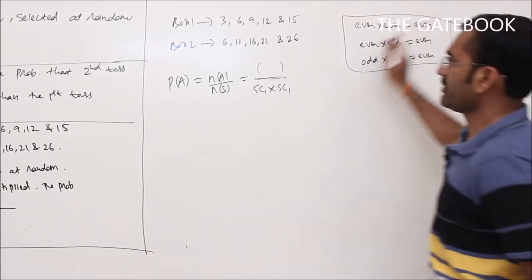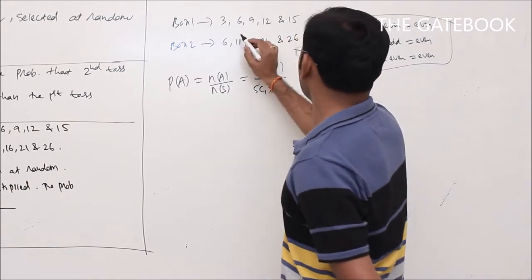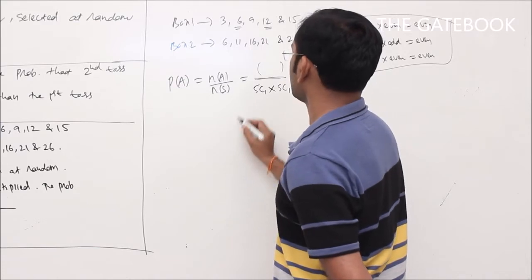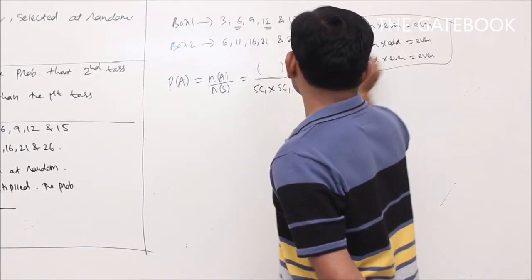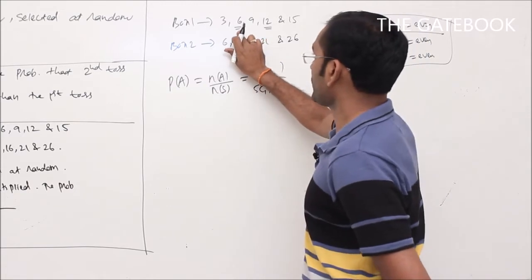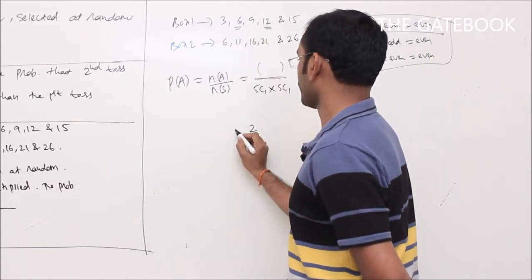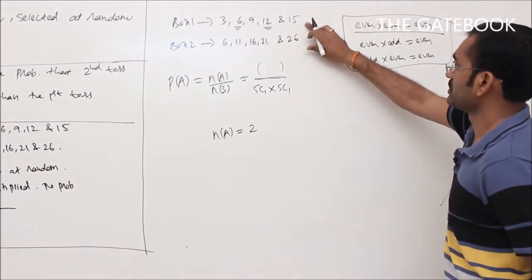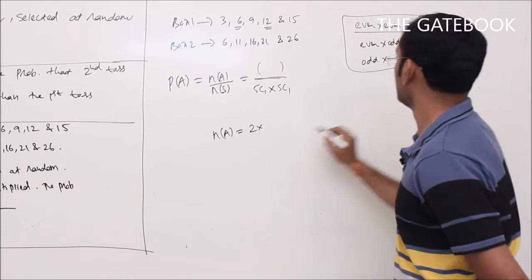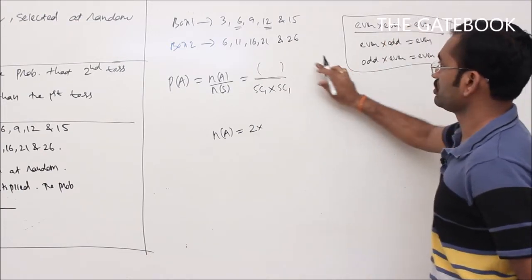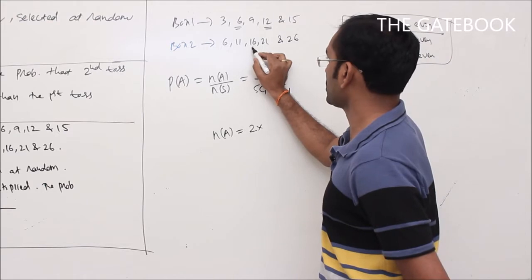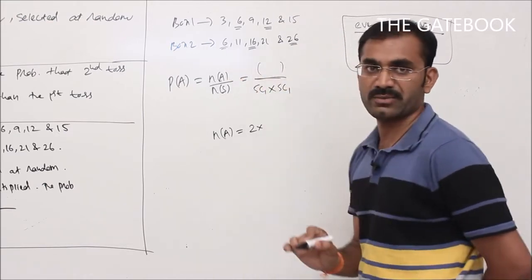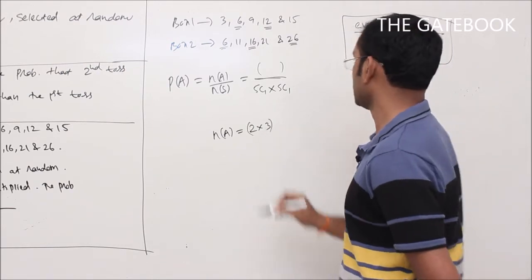Now, from box 1, what about even numbers here? How many even numbers are there? 6, 12. So 2 even numbers are there. So I said even into even. Taking even from box 1, 6, 12, only 2 even numbers, into even from box 2. Even from box 2 means we will get here 6, 16 and 26. 3 even numbers are there. So 2 into 3. That is one combination.